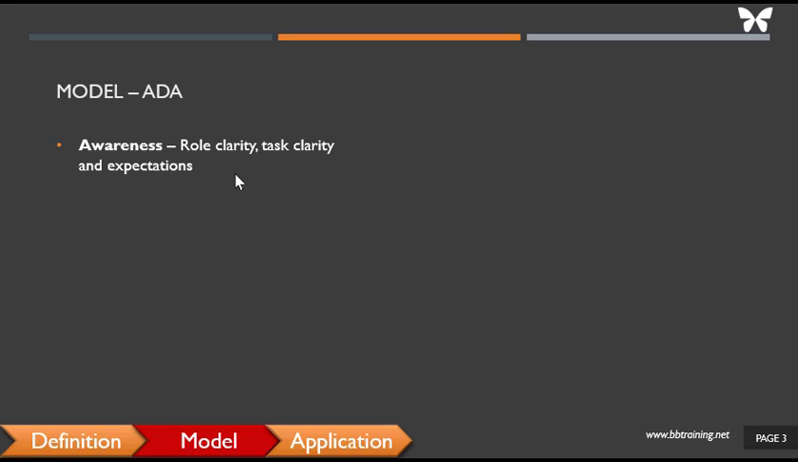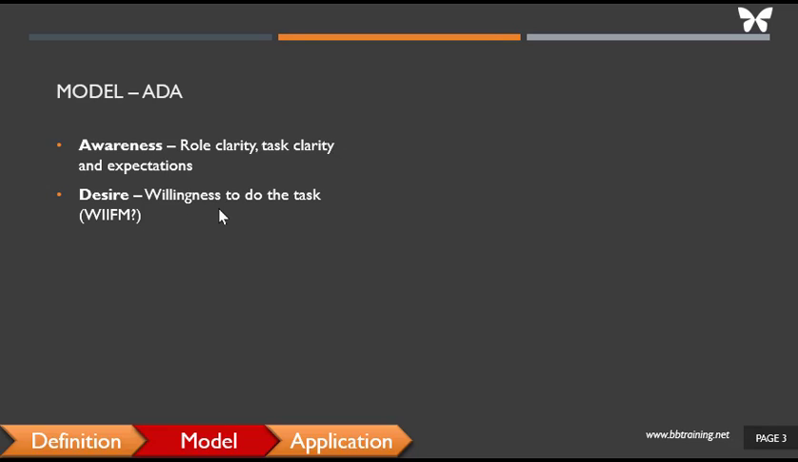ADA stands for awareness, which is, does the person have enough role clarity, task clarity, and expectation clarity before any task is given? The role clarity is about what is my role here, what kind of accountability is there, what is my responsibility here. Task clarity is what am I supposed to do exactly? What are the things that I have to keep in mind? What are the specific steps that I have to take care of? And also, what are the expectations of the department, expectations of my manager, expectations of my organization, or expectations of the customer that I have to deal with?